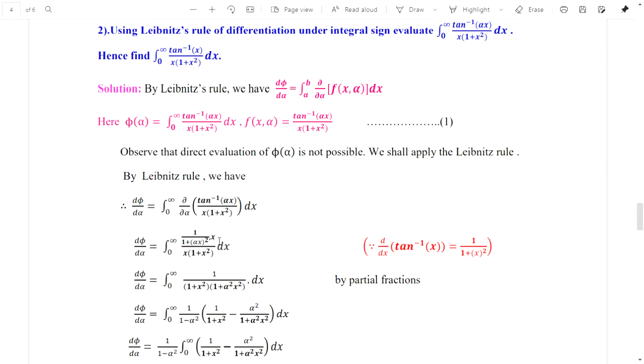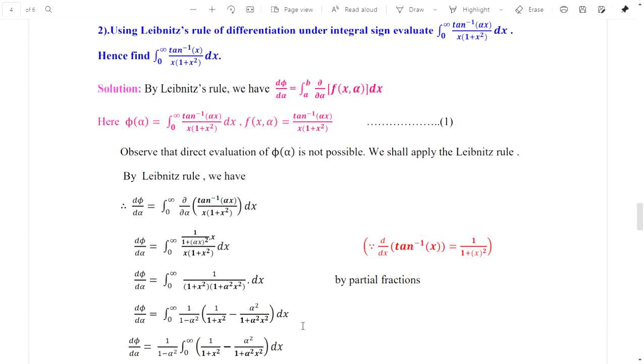And here we have x in the numerator as well as in the denominator. So both get cancelled and we will be left with the integral from 0 to infinity of 1 divided by 1 plus x squared into 1 plus alpha squared x squared, into dx. Now by using partial fractions we can express this product of two functions as a difference of two functions like this: 1 by 1 minus alpha squared into 1 by 1 plus x squared minus alpha squared by 1 plus alpha squared x squared, with the limits of integration as 0 to infinity.